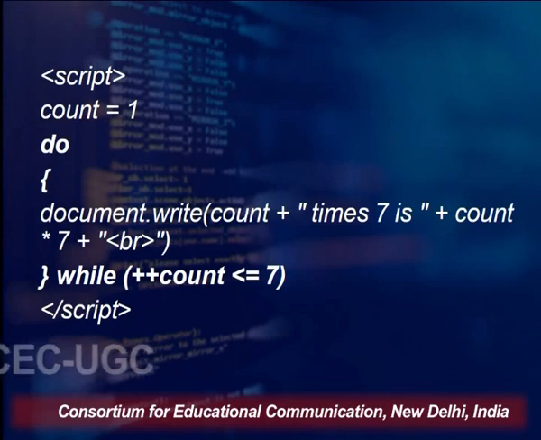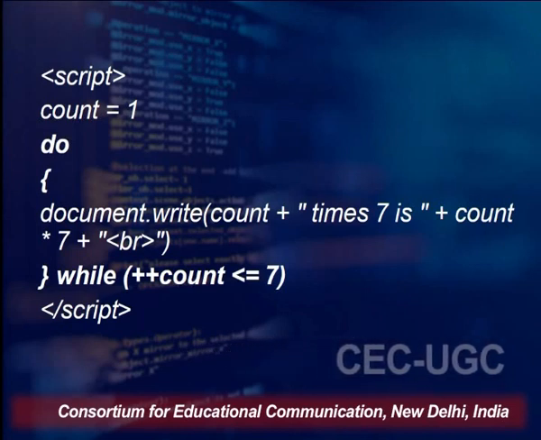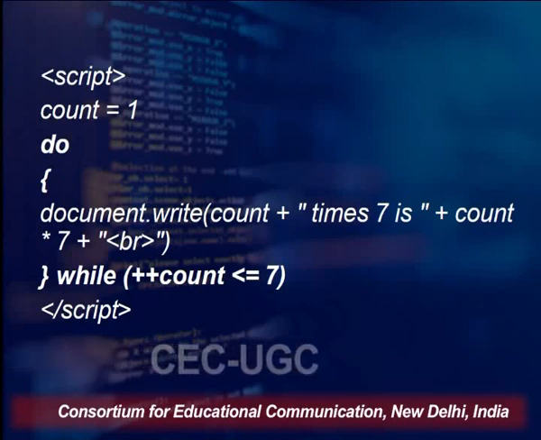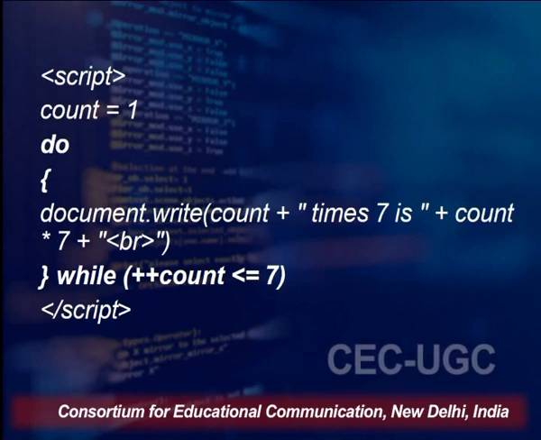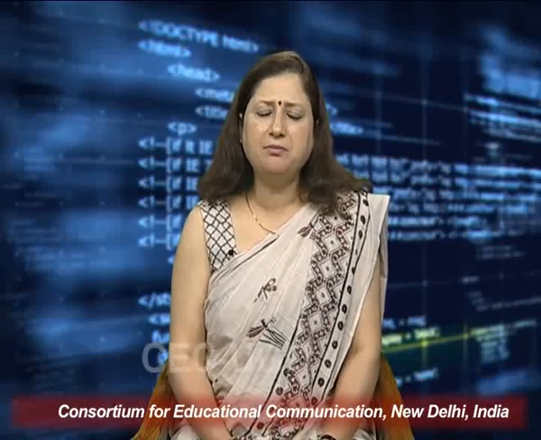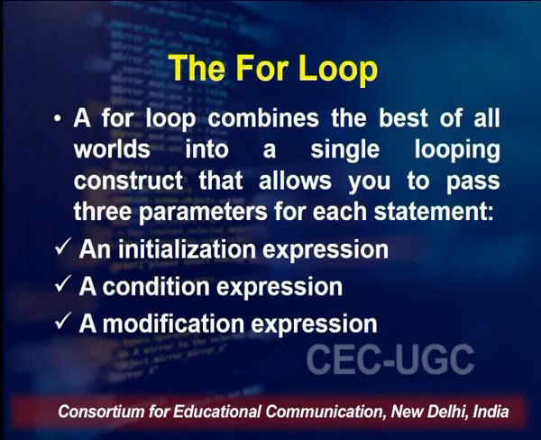So the main difference between the while and the do while loop is that in the do while loop the statement will be executed at least once, whereas in the while loop the statement may not be executed even once if the condition is not true. Depending upon the requirement of the programmer, they may choose the while loop or the do while loop.